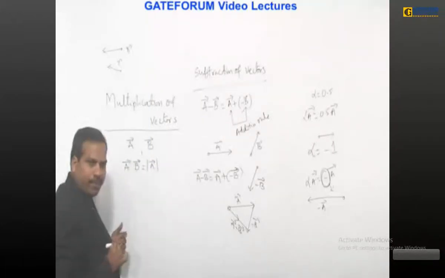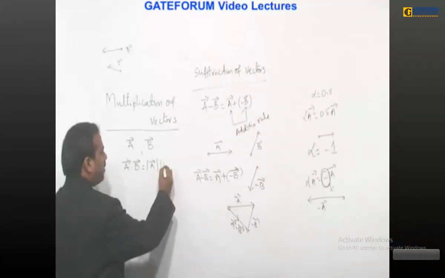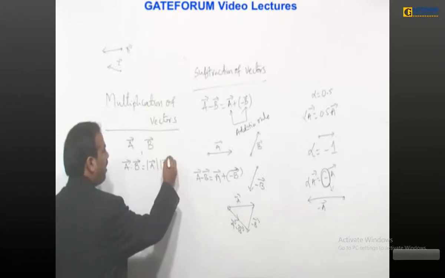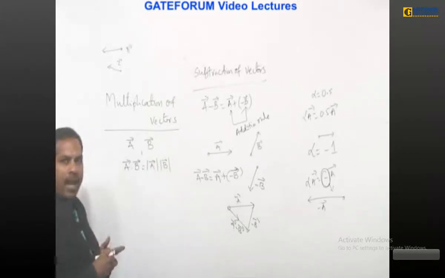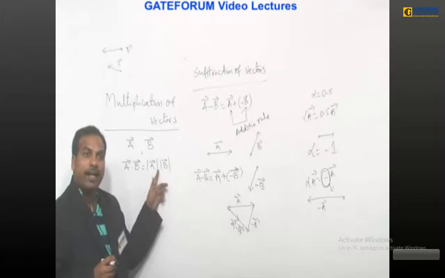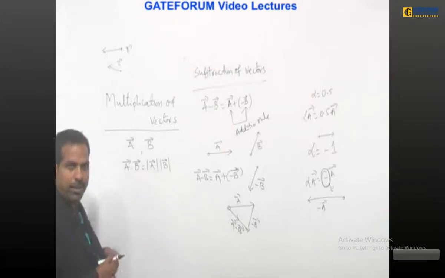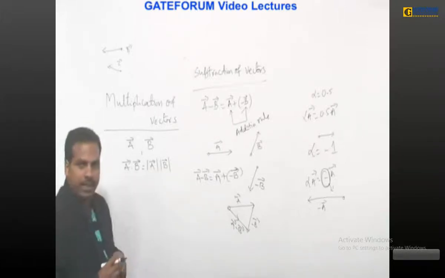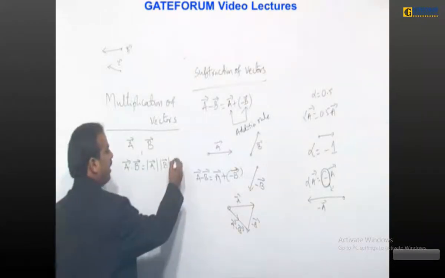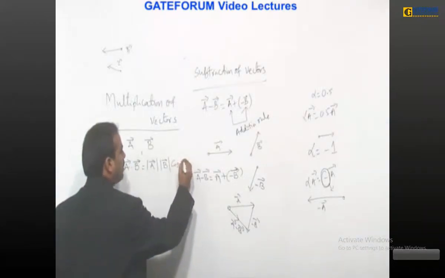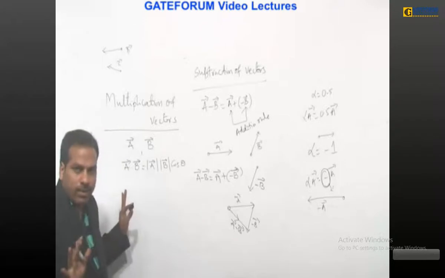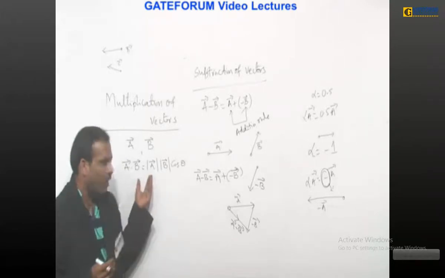Just by multiplying the magnitude of the individual vectors, that is magnitude of A bar into magnitude of B bar, and the cos of the angle between these two vectors. Let us say the angle between these two vectors is theta, and cos of that angle, that is cos theta. That's all. This is called the dot product.